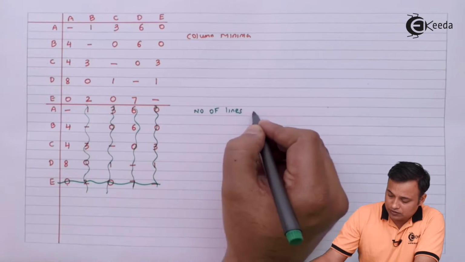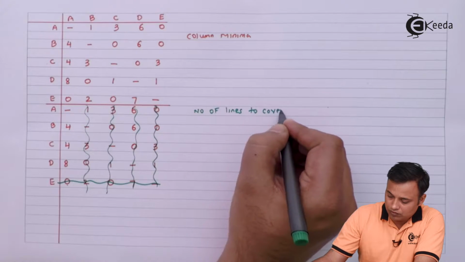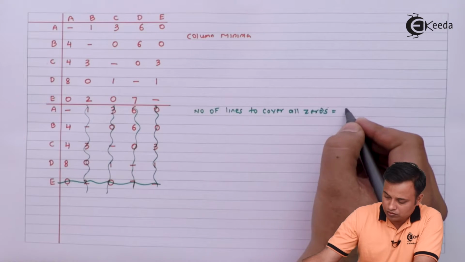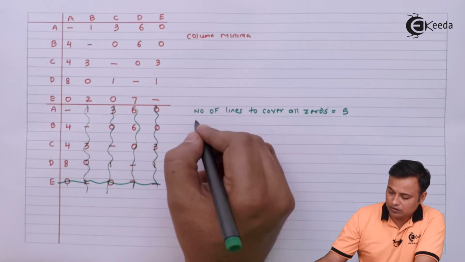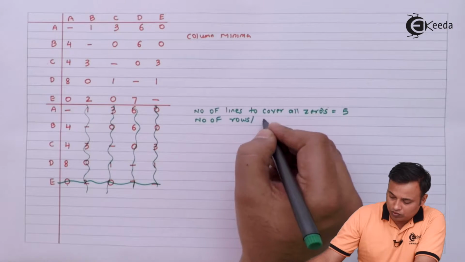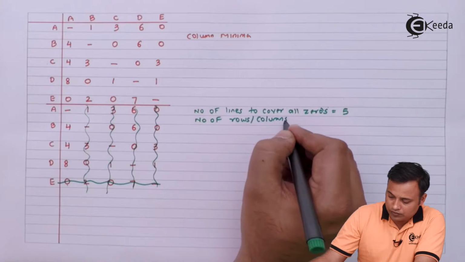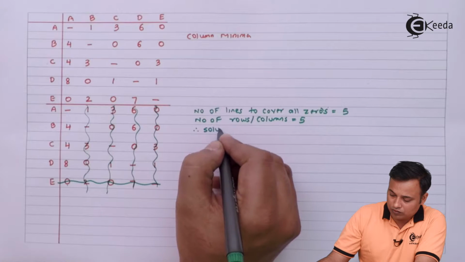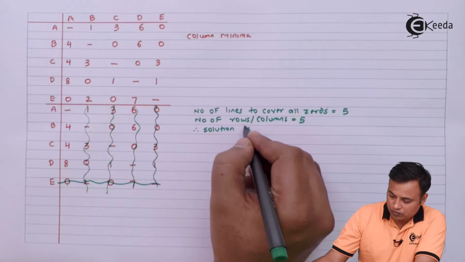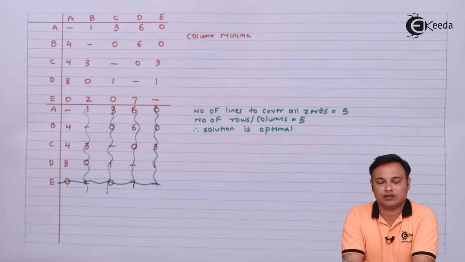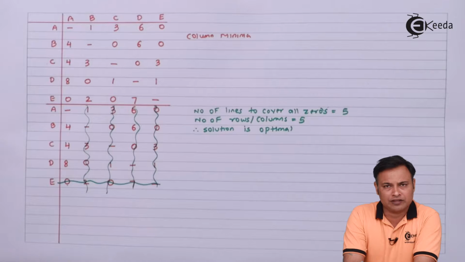Number of lines to cover all zeros equals 5, and number of rows and columns are also 5. Therefore the solution is optimal. Now we will look at the final solution by assignment method.